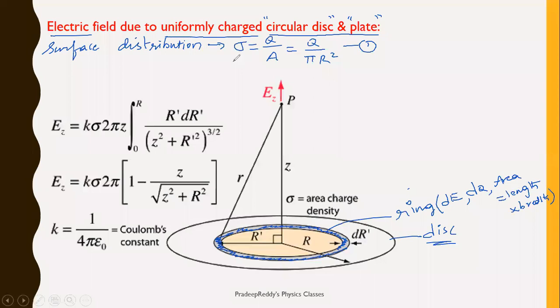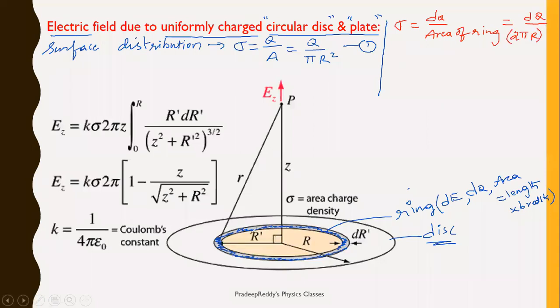Therefore, for sigma, I'll write it here separately. Understand carefully how I am writing that sigma. Sigma is equal to, what is the charge on this ring? dQ divided by the area of this ring. Now this is equal to dQ divided by the area of the ring, which is nothing but total length. What is the length of this ring? The length of the ring is 2 pi r.